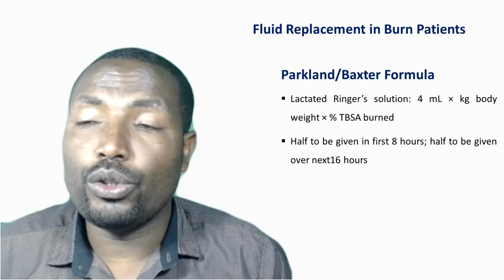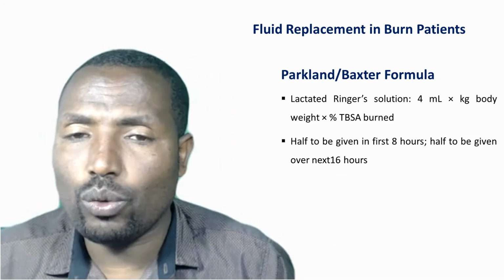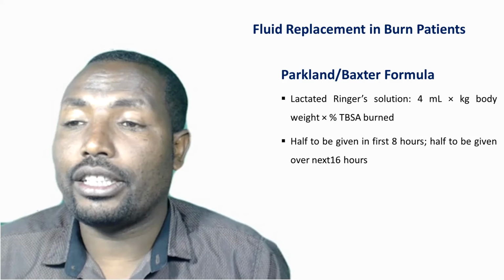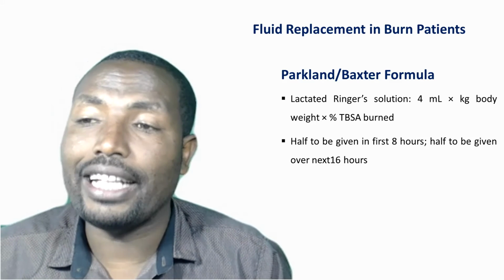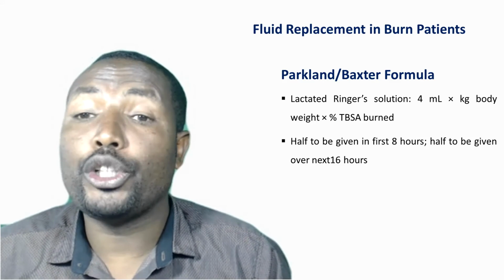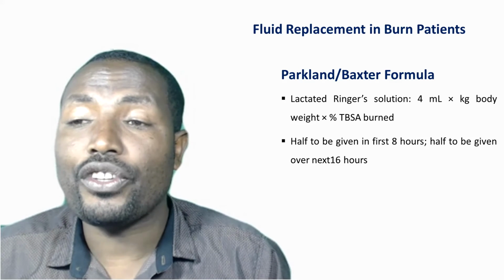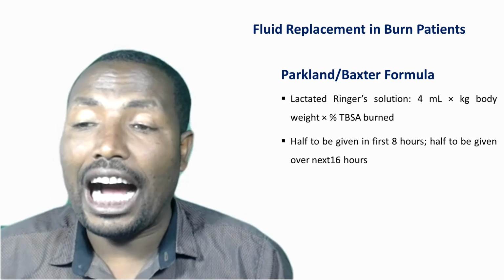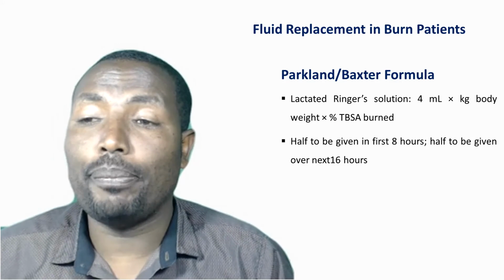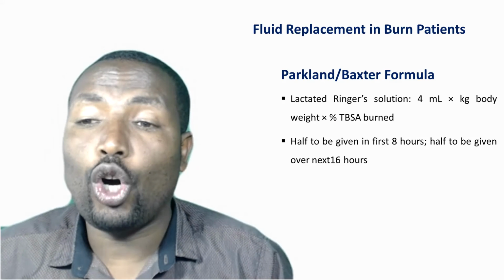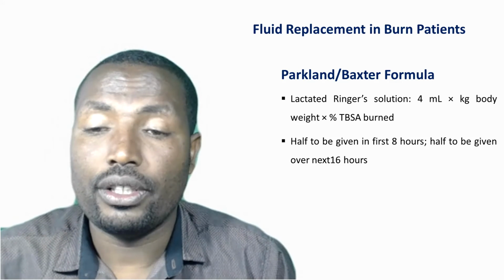How do we calculate fluid for a patient with a burn? There are different formulas. One of them is the Parkland formula: Ringer lactate solution or normal saline, 4 ml times the kg of body weight times the total body surface area burned. Using this formula, half of the fluid will be given in the first 8 hours, and the rest has to be given over the next 16 hours.